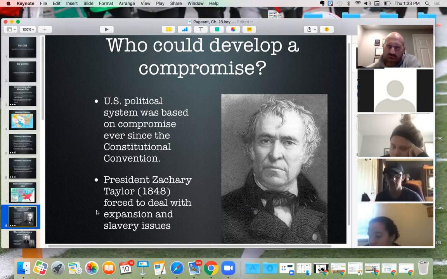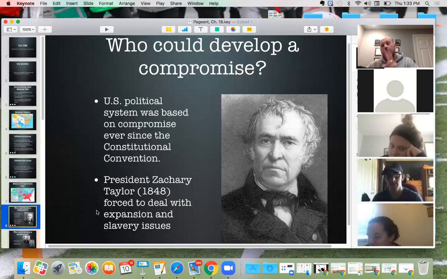Now, he never really took a stance on the issue of extension of slavery. He was just kind of whatever happens, happens. But he was a slaveholder from Louisiana, okay? But he's also a Whig, right? A Whig. I'll tell you about the Whigs in a moment.